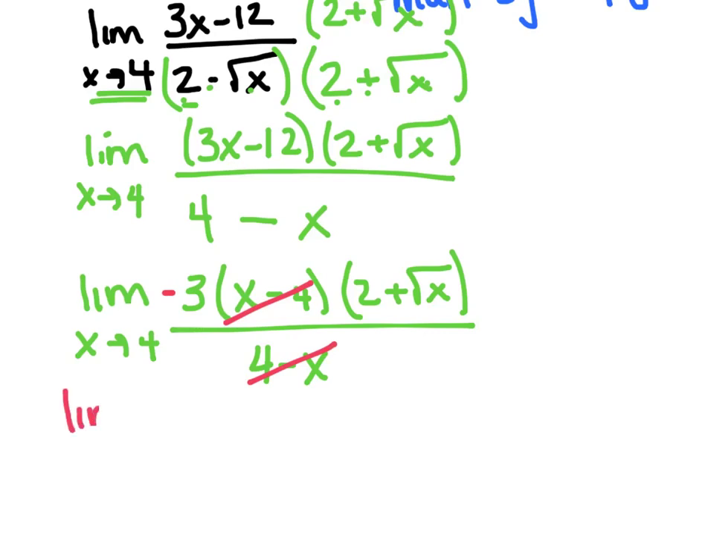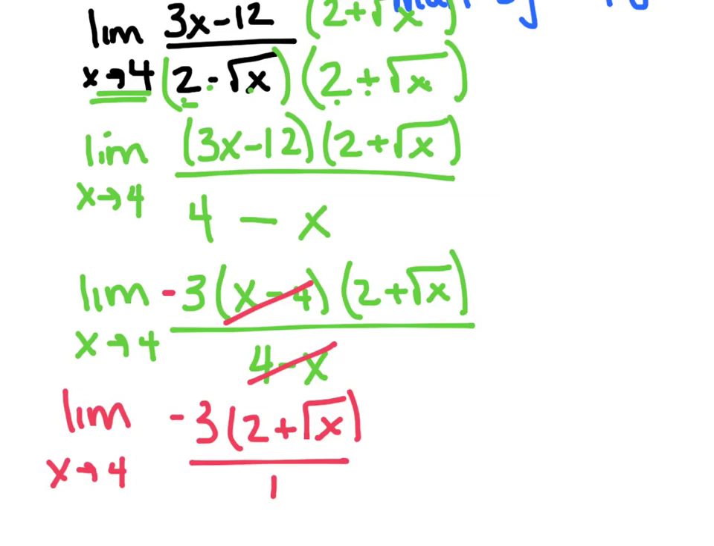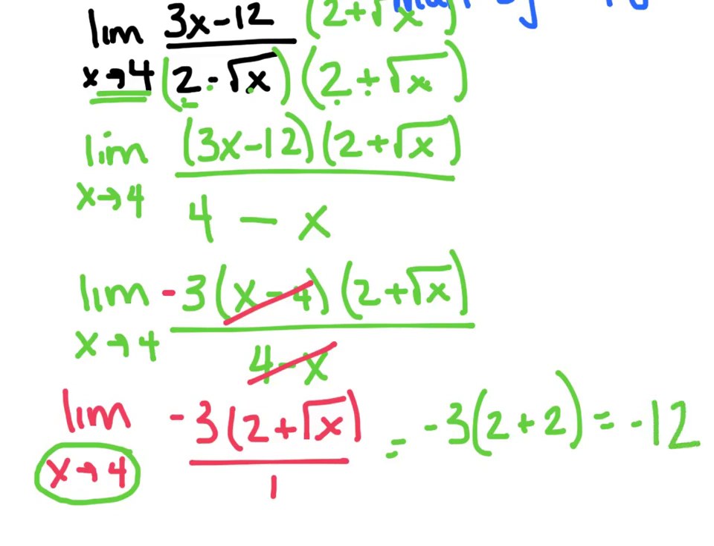So I really have the limit as x approaches 4 of negative 3 times 2 plus radical x, all over 1, which obviously I don't need. Now, don't forget your direct substitution. Plug in that 4. So I've got negative 3 times 2 plus the square root of 4, which is 2, which gets me a negative 12.